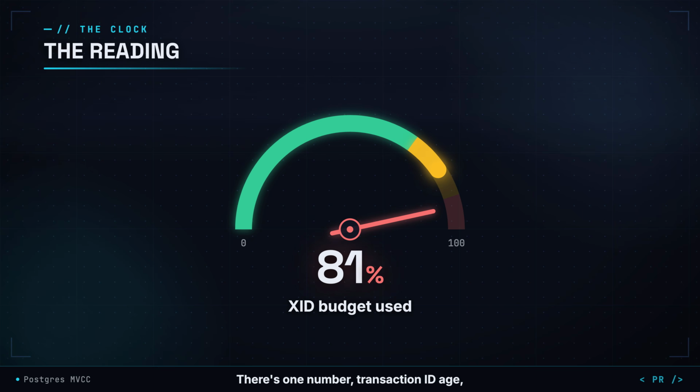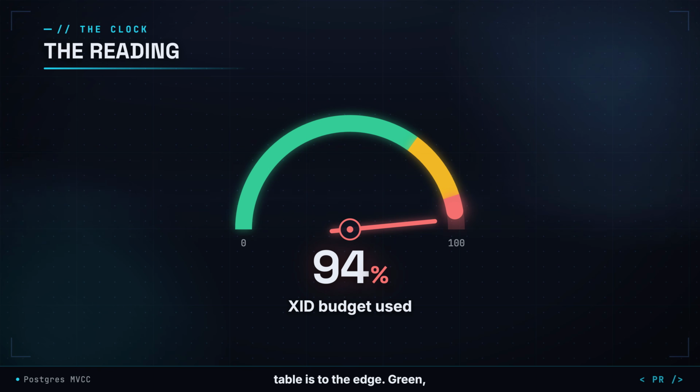And the scary part is you can actually watch this clock tick. There's one number, transaction ID age, that tells you how close each table is to the edge. Green, you're fine. Amber, autovacuum had better be freezing hard. Red, and you're dangerously close to your database going read-only. Put it on a dashboard and watch it.